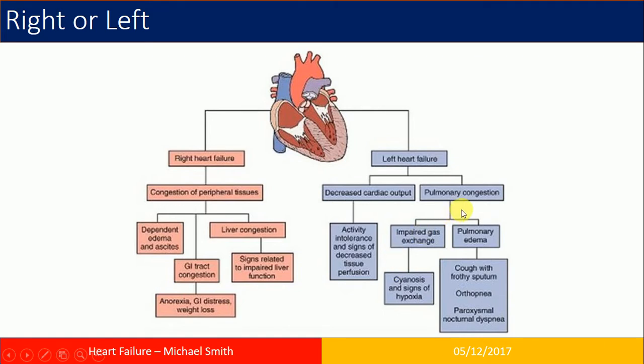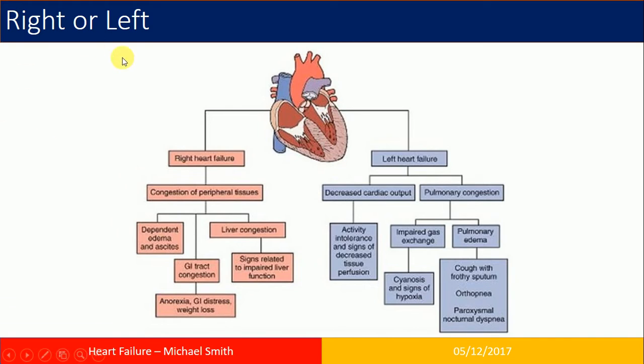Now, this can cause two things. It can cause impaired gas exchange, and that means that you'll start to see signs of cyanosis, so that's bluing, and hypoxia. And it means that you'll start to get edema, which is fluid around your alveoli. And so you'll get people coughing, you'll get paroxysmal nocturnal dyspnea, which is where they start to get severe coughing when they're lying down at night in particular, you'll notice that.